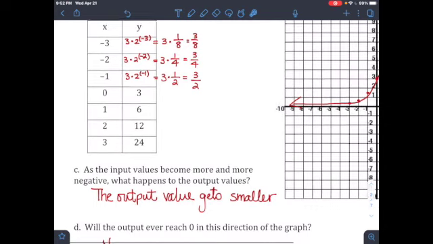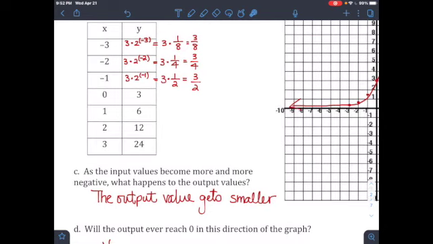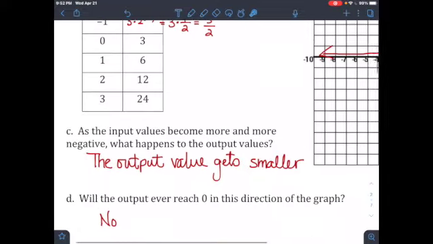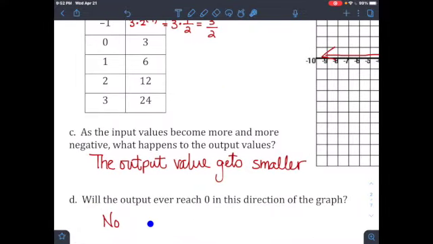The next one: will the output ever reach 0 in this direction of the graph? No. The reason is that if you keep on plugging numbers in here, there's not going to be any exponent possibility where this will be 0, because there's always a number that you can take it down to, a smaller fraction. So in this case, it will never reach 0 in this direction of the graph.